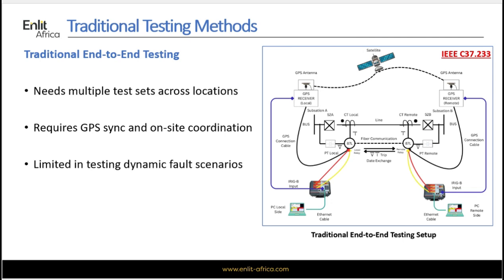So let's see the setup. Here is a typical setup. Each relay end requires a test set and a GPS clock. Faults are injected and results are coordinated. Even minor errors can lead to false readings. It's effective but not efficient for today's fast-paced grid.